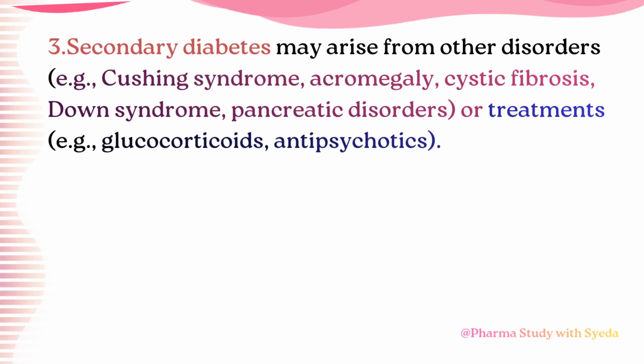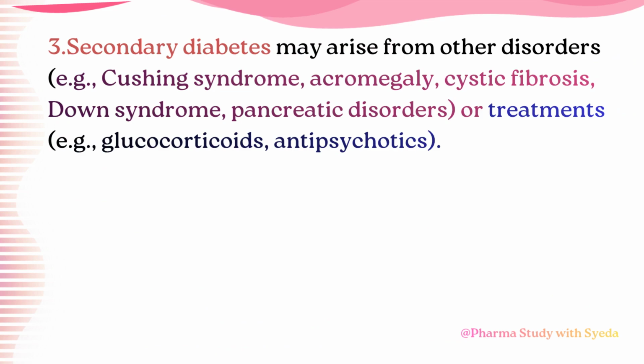Secondary diabetes occurs when high blood glucose develops as a result of another medical condition or due to certain medications. It can be seen in endocrine disorders such as Cushing's syndrome, where excess cortisol increases blood glucose levels. Acromegaly, where excess growth hormone causes insulin resistance. It may also occur in genetic or chronic conditions like cystic fibrosis and Down syndrome.